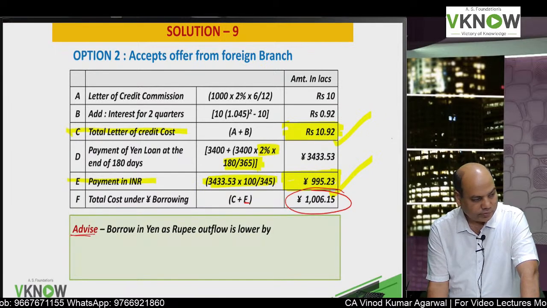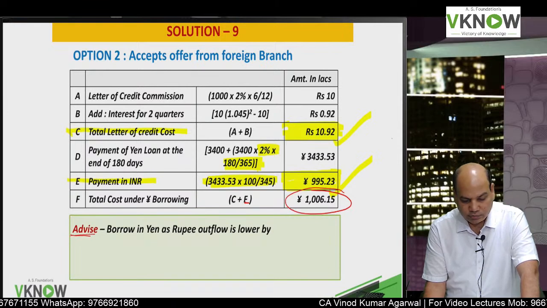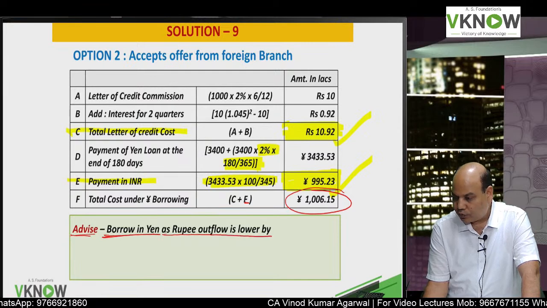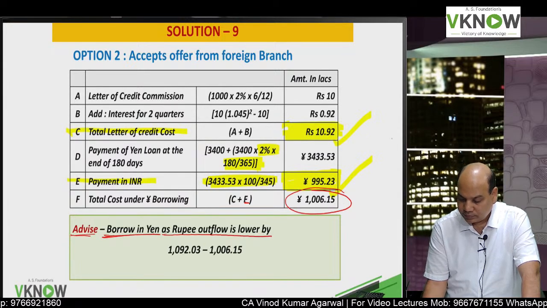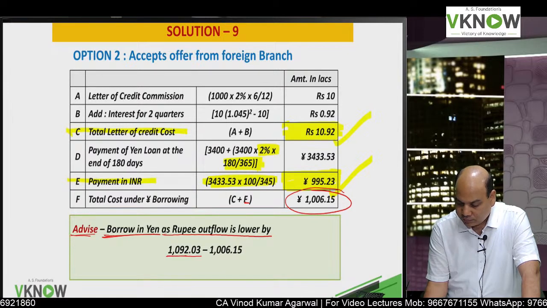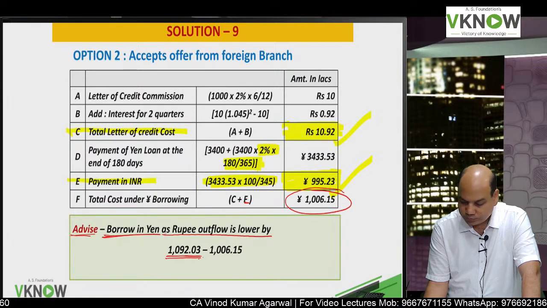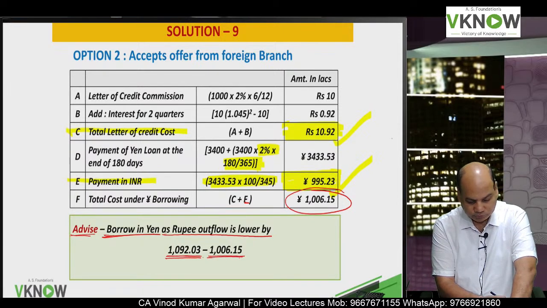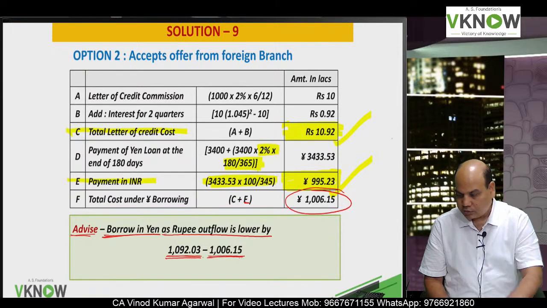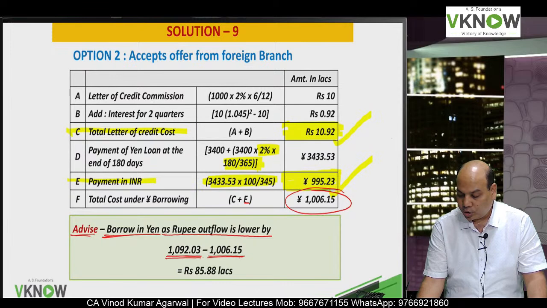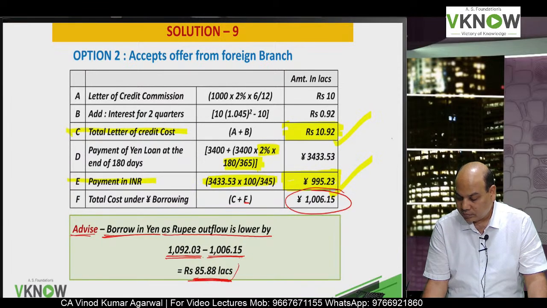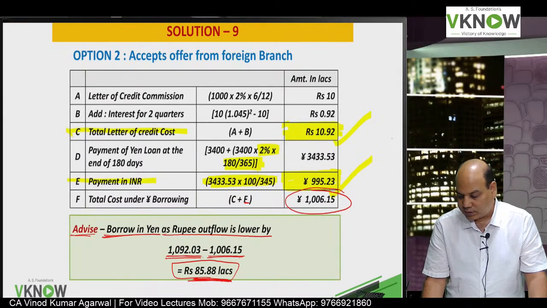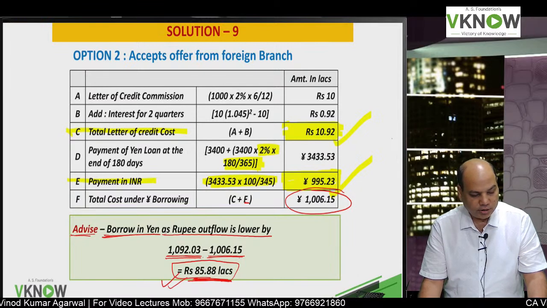So write down advice. Borrow in yen as rupee outflow is lower. Under rupee borrowing, my outflow is 1092.03. Under yen borrowing, my answer is 1006.15. So by borrowing in yen, I will save 85.88 lakhs.